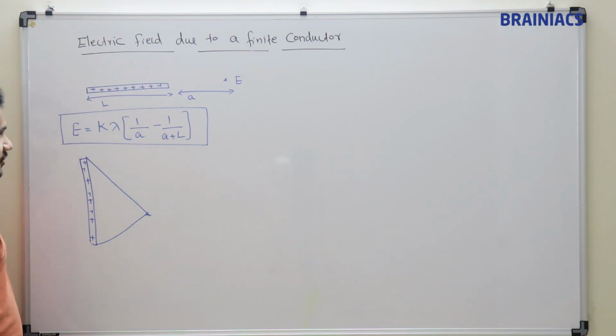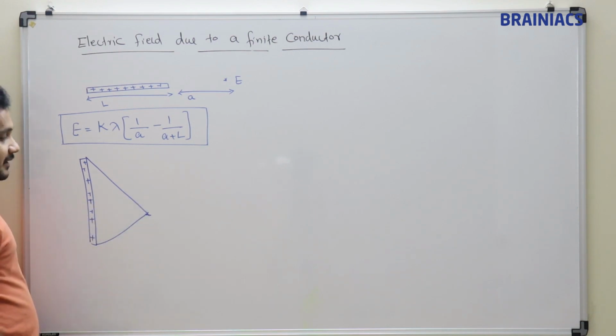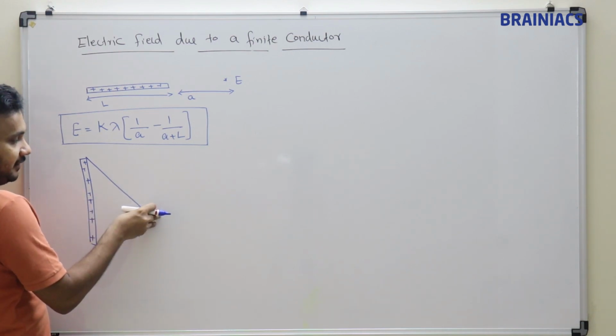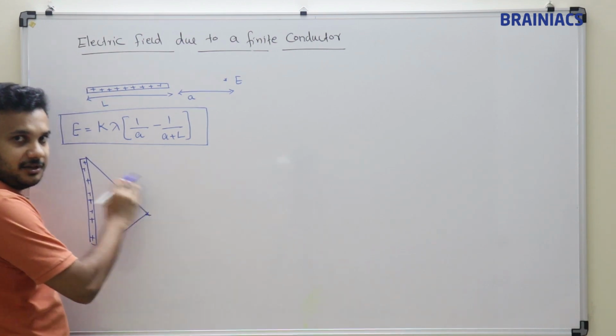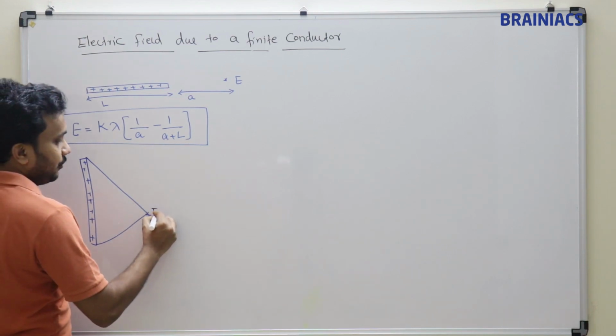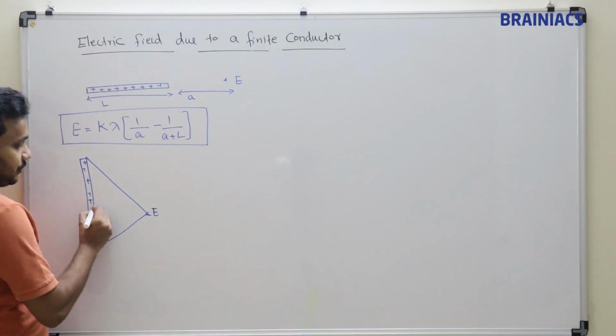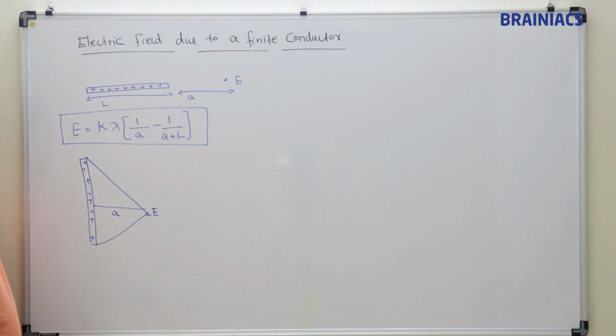We'll draw some lines and start the derivation. This is along the line, and this is not along the line. This is at some point, not along this line, but at some point here on the right side or left side, both will be the same. So we'll consider one point here, where we are going to find the electric field. The distance from this conductor to this point is given as a meter.